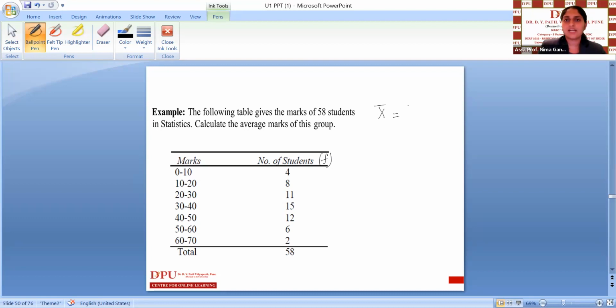For such type of data, the formula is summation of fi xi divided by summation of fi. Or you can denote it by summation of fi xi divided by capital N. So summation of fi, we denote it by the capital N generally.